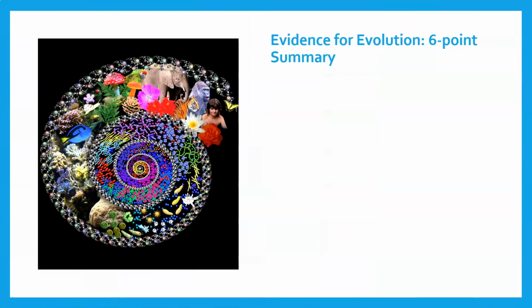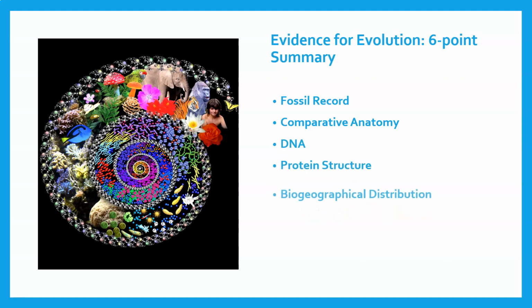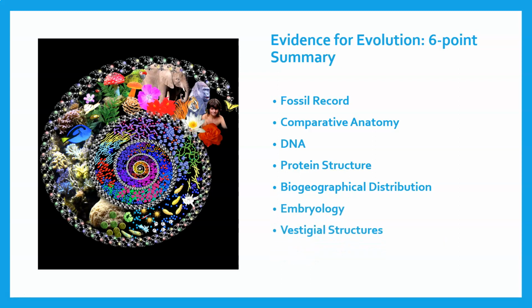So, a summary. Those are the points of evidence of evolution: our fossil record, the comparative anatomy with our homologous structures, DNA and protein structure, biogeographical distribution, our embryology, and then those vestigial structures. Now that is actually 7 points, but remember, DNA and protein structure are together. Just my bad editing of the video.